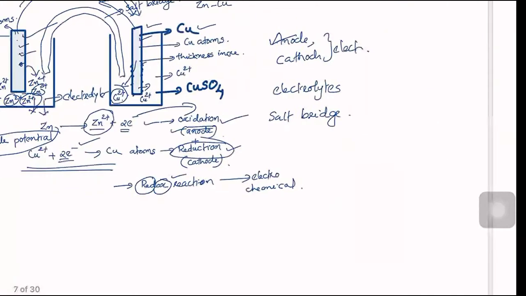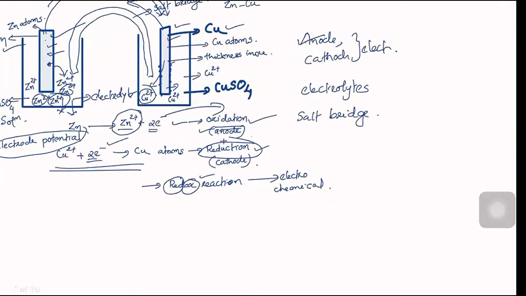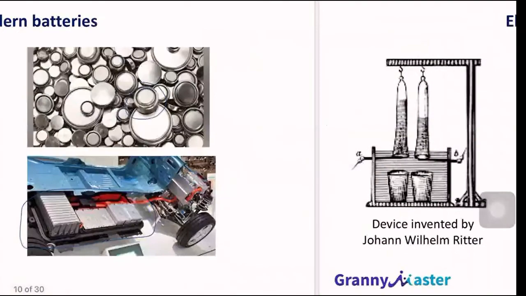So once we understand the theory behind the galvanic cell, which includes what is oxidation, what is reduction, who will undergo oxidation, who will undergo reduction, and why we require an electrolyte, if you know all these things, then you can also make batteries.